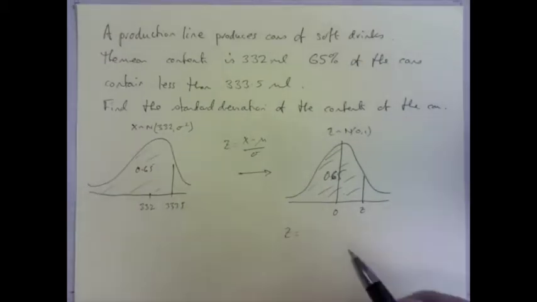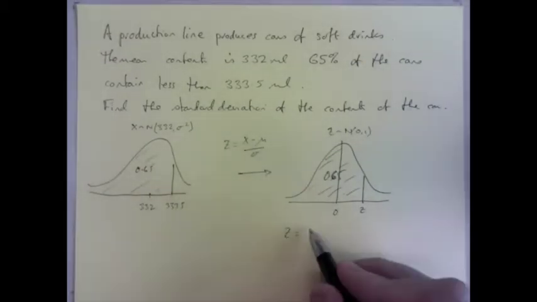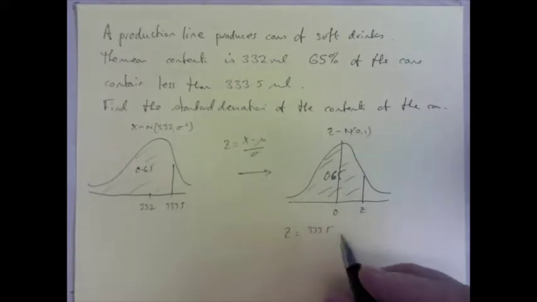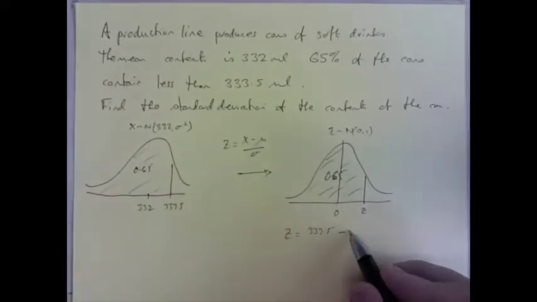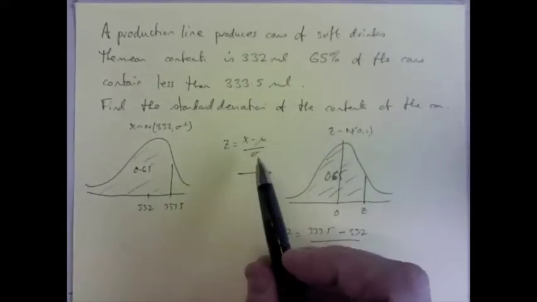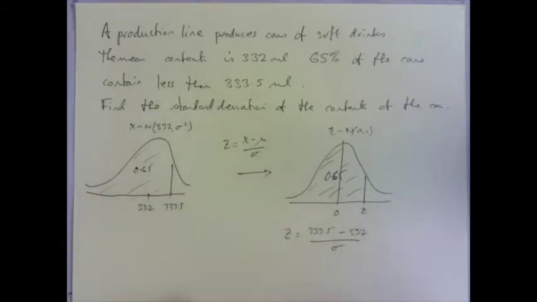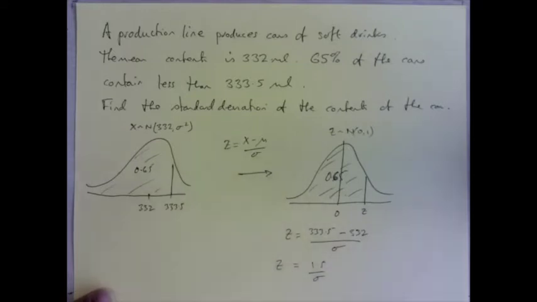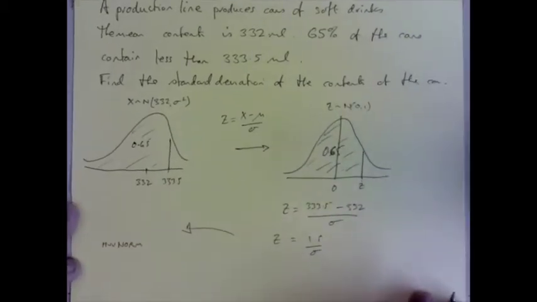So I'm going to calculate the corresponding value of z using this formula. So z is going to be, x was 333.5, subtract the mean, which I know is 332. You see the diagrams are helping me get all these numbers in the right places. The standard deviation is unknown. So I can simplify that, that's 1.5 over sigma. But the good thing about this, of course, is that if I use inverse norm now, then I know that the area to the left of this z value is going to be given to me by asking for that on the calculator.